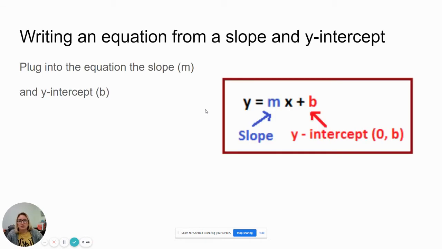Okay, the first thing you need to refresh your brain on is slope-intercept form. We've talked about it already, but y equals mx plus b. M is our slope. B is our y-intercept, or where it crosses the y-axis.